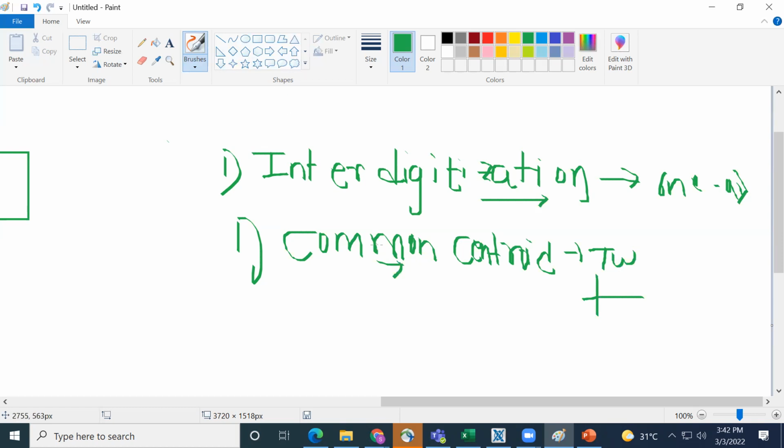Common centered matching has many properties, but for all matching, what is the important point? Poly spacing should be the same. Poly to poly spacing should be the same. So this point you have to tell: poly spacing should be the same. This is the minimum condition for any matching you will do. Okay. Any doubt?